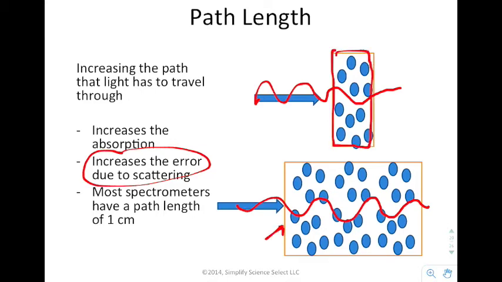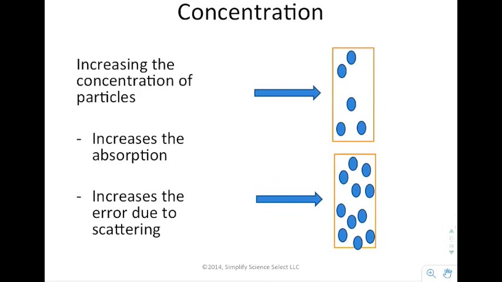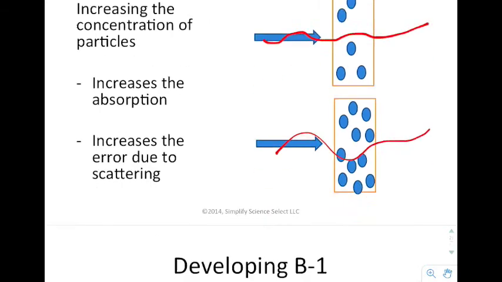Now, almost every spectrometer that's used tends to have a 1 centimeter path length. The only reason why you would use a longer path length is if you were looking at something very, very, very dilute. Next, you have the concentration. Whenever you increase the concentration, you also increase the absorption. Whenever you look at something like this, it's very unlikely that it's going to interact with a particle, but here it's much more likely that it's going to interact with a particle.